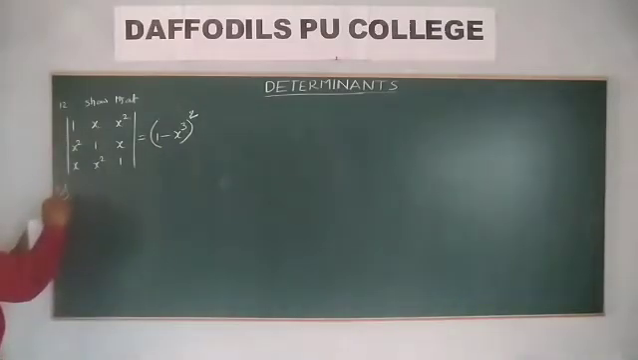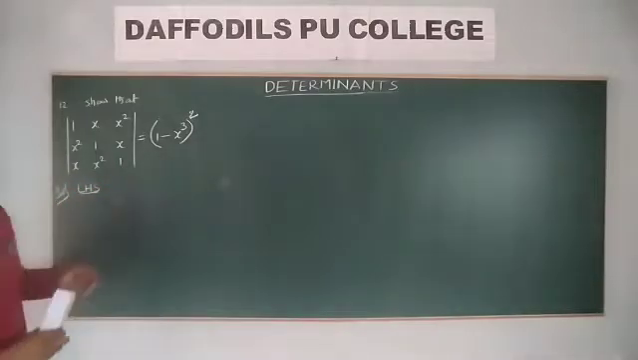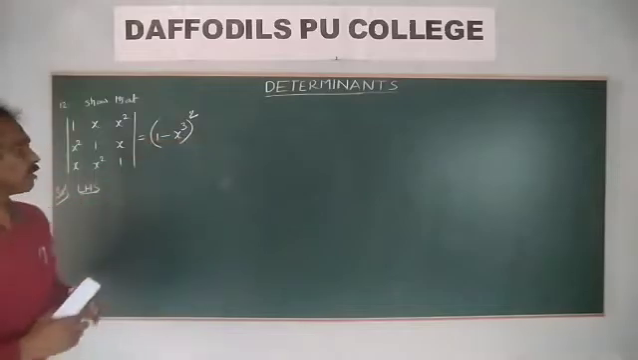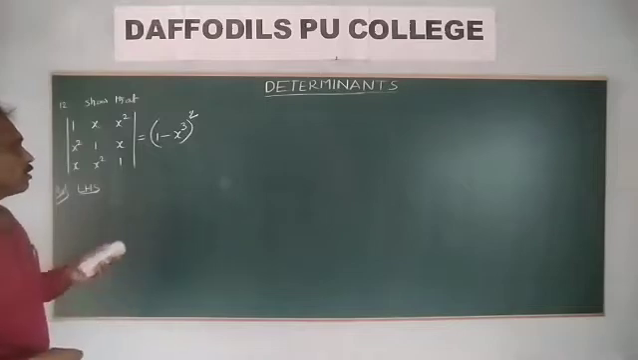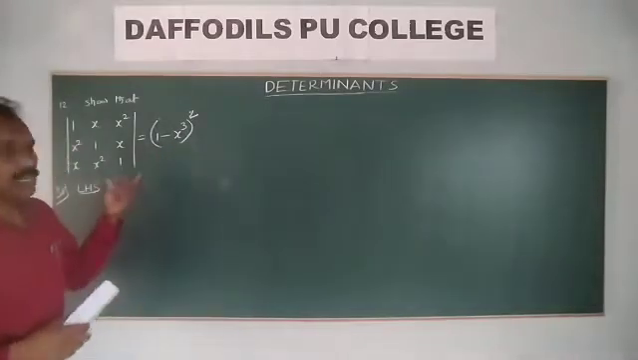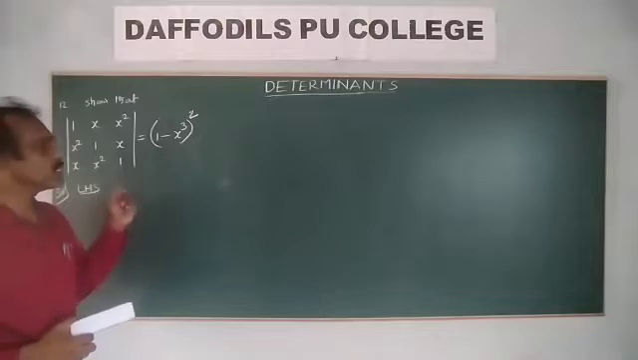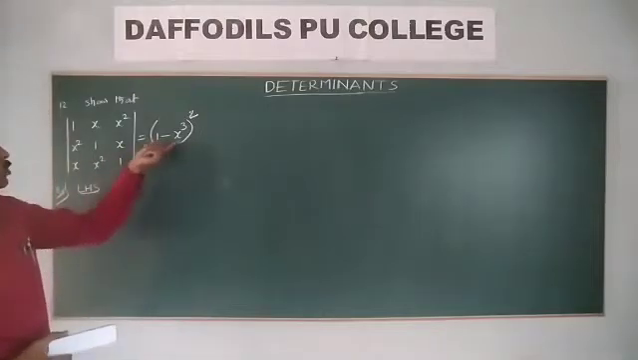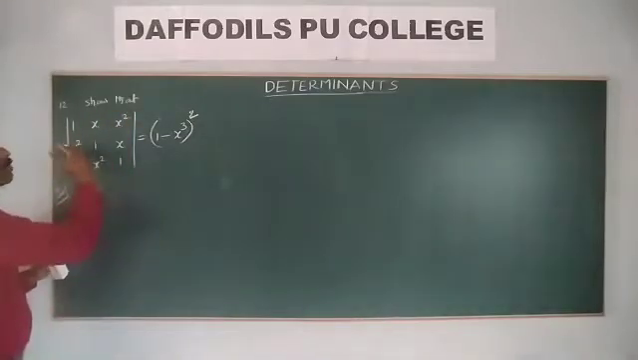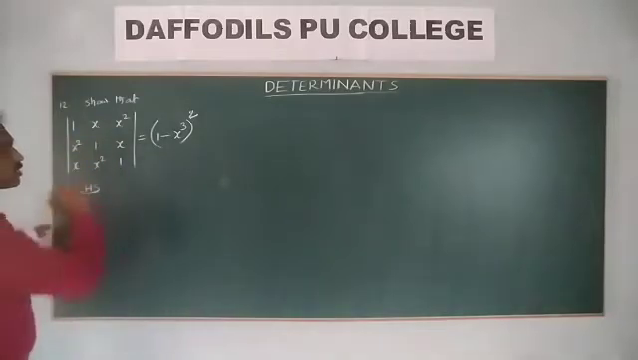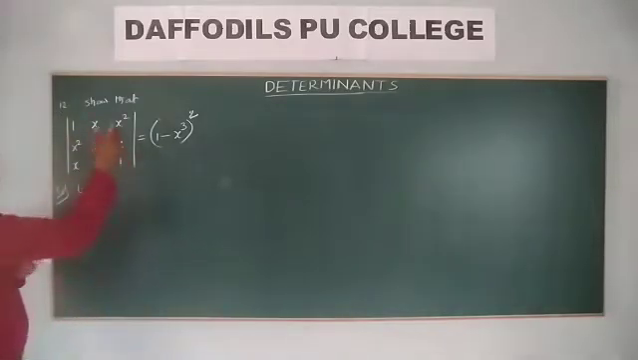First take the LHS value. What is the RHS value? The RHS value is 1 minus x cube. In the previous problems, we considered row or column operations depending on the RHS. Here, how do we get an x cube? Suppose an x cube were there, we would apply C1 minus C3. But here there is no x cube.